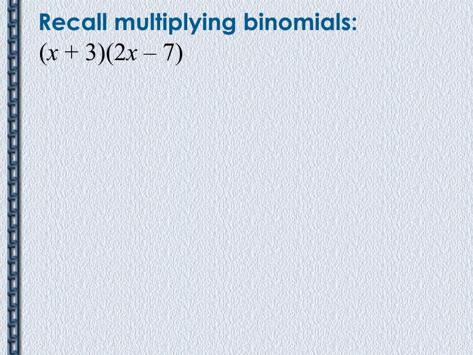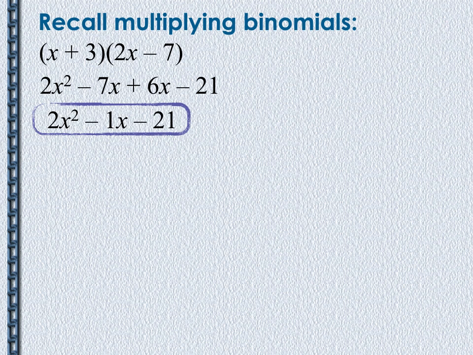We could use the double distributive and take the x and multiply it by 2x and -7. Then take the positive 3 and multiply it by 2x and -7. And we'll notice that the two middle terms can be combined. And this would be the product of the two binomials.